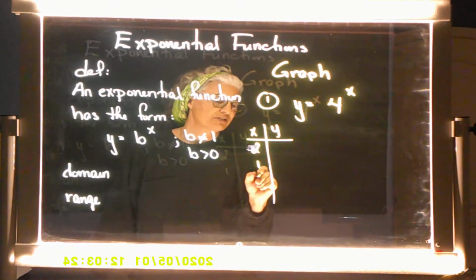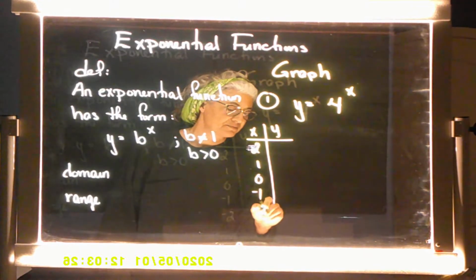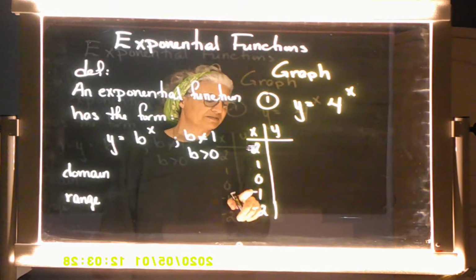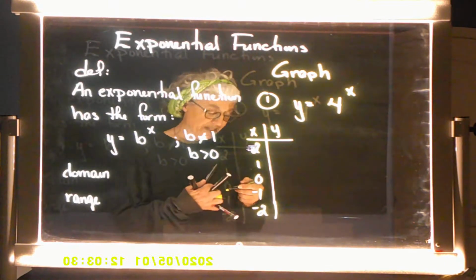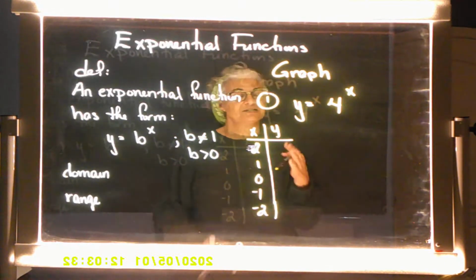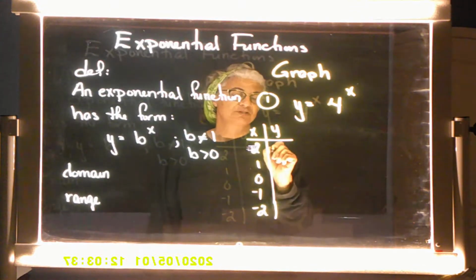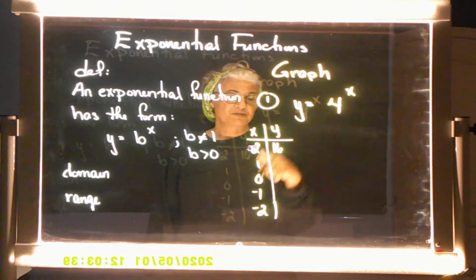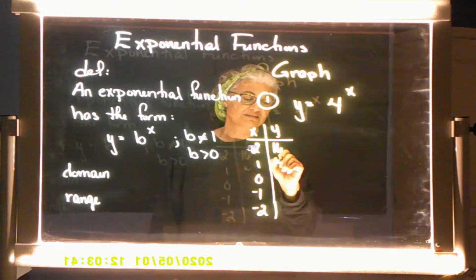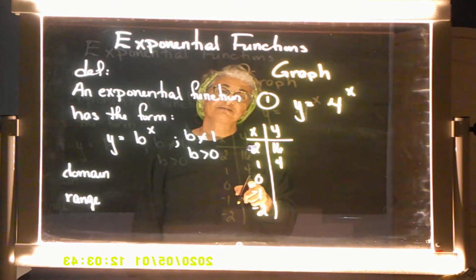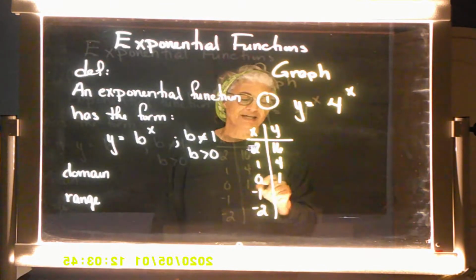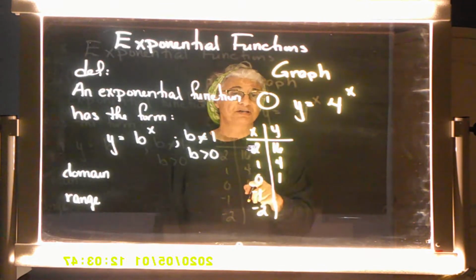Here are my favorite numbers to plug in for x. Okay, I have some positives, some negatives, and then the neutral number. That's always good to have, right? So, not going to insult your intelligence. 4 to the power of 2, good. 4 to the power of 1, excellent. 4 to the power of 0, yep, some of you remembered 1. Anything to the power of 0 is always 1.